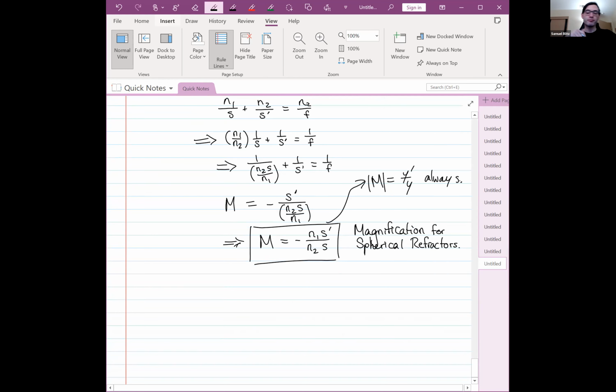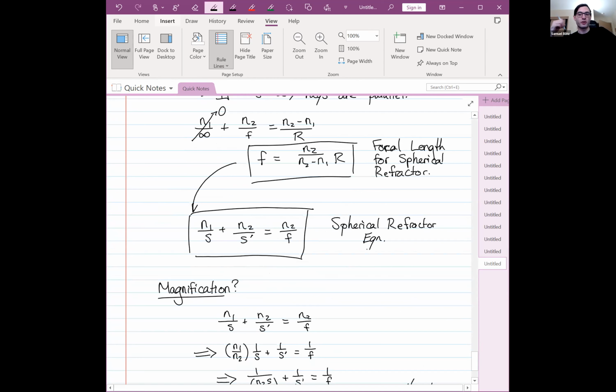That's always true. So that covers spherical refractors. We talked about the formula that tells us how to figure out where images are. That's the spherical refractor formula, or spherical refractor equation. We figured out what the focal length is, where the focal point is for a spherical refractor.